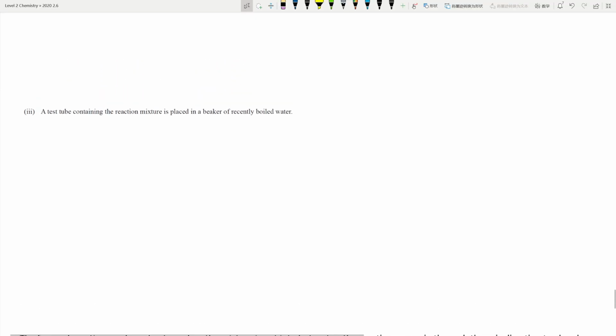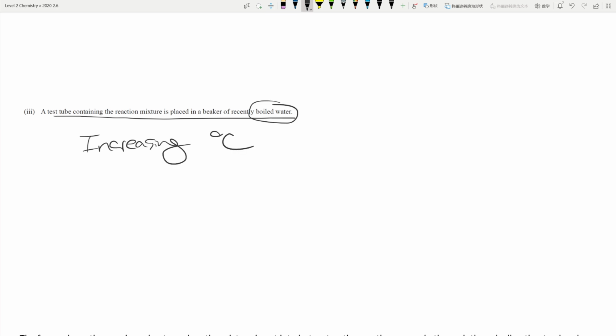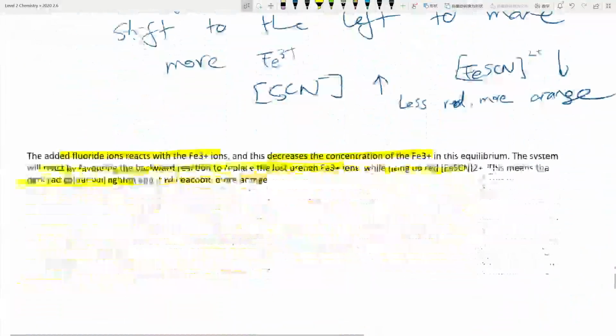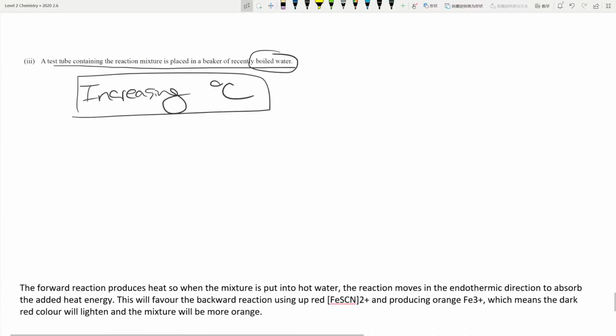All right, last one. Now, a test tube containing the reaction is placed in a beaker of recently boiled water. So boiled water, what that means is that you're increasing temperature. Now we have established from the question, let me just quickly scroll up, the bits that are highlighted here, which is very, very underrated. This bit here, the forward reaction produces heat.